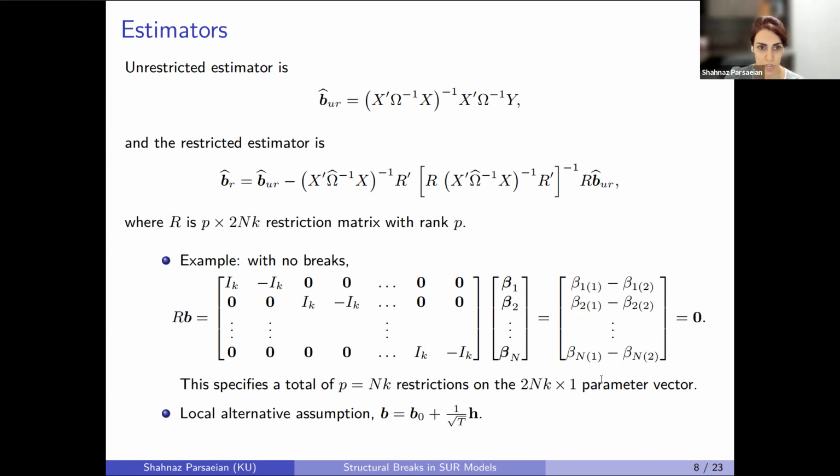And in order to derive the asymptotic distribution, I'm using the local alternative assumption. So basically, if we assume that this H shows the break size, then it means that as the sample size increases, we will have a weak break. And one thing that I need to mention: I have allowed the break size to be different across the individual units. So if you have a break, it doesn't necessarily have to be exactly the same size across the individual units.